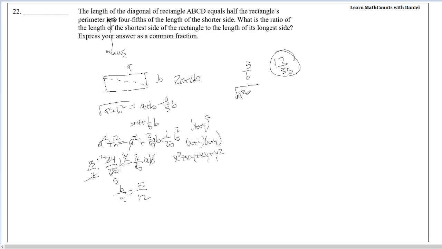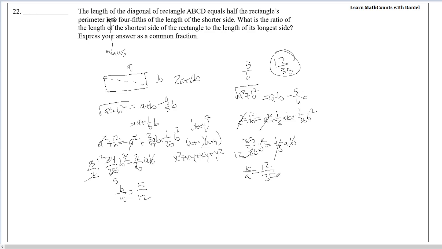So, as usual, the diagonal is the square root of a squared plus b squared. Half the perimeter is still a plus b, but now we subtract 5/6 b. So we square both sides, do our FOIL, so we have a squared plus b squared equals a squared plus 1/3 ab plus 1/36 b squared. Subtract a squared, bring this over to get 35 over 36 b squared equals 1/3 ab. We cancel out a b, multiply by 3. And this gives us b over a equals 12 over 35.